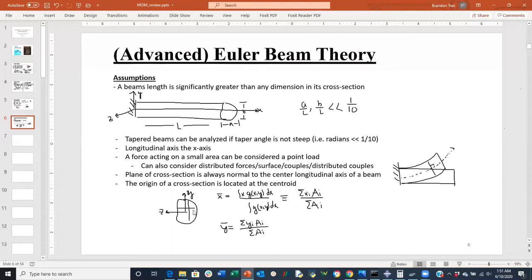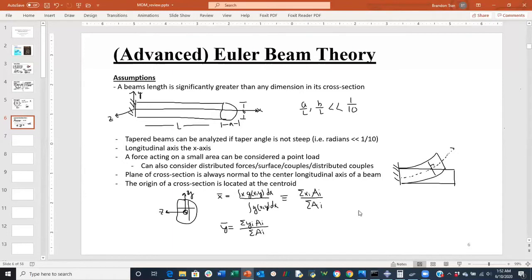So we would just assume that the longitudinal axis, the x-axis, passes through that centroid, and any dimensional value that we entitle onto this beam, for example, if we want to establish a y coordinate, it has to be with respect to the centroid. So that's all that statement says.